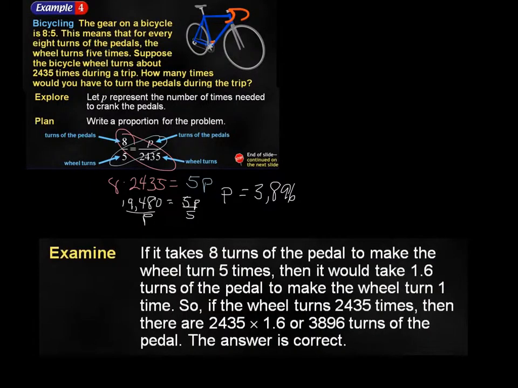If it takes 8 turns of the pedal to make the wheel turn 5 times, 8 divided by 5 would be 1.6 turns of the pedal to make the wheel turn 1 time. So if the wheel turns 2,435 times, then there are 2,435 times 1.6, or 3,896 turns of the pedal, so our answer makes sense. And now, of course, the real question is who would ask the question, but the textbook did, so we answered it.